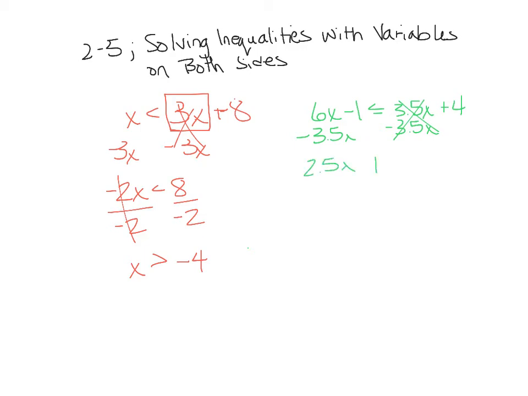Minus 1 is less than or equal to 4. Then we move the constant from the left to right by adding plus 1, plus 1. These cancel, and we get 2.5x is less than or equal to 5. Divide each side by 2.5, and x is less than or equal to 2.